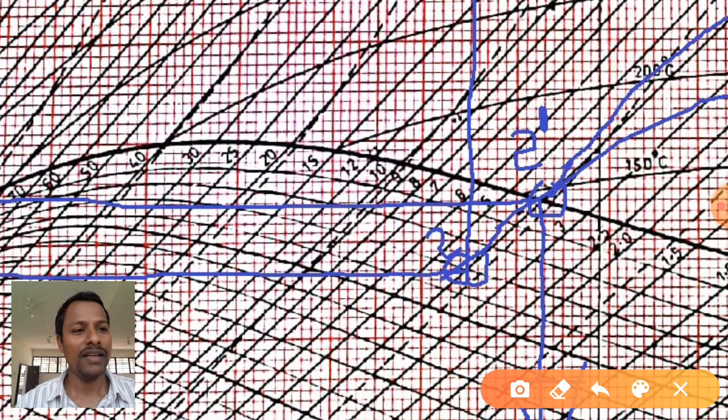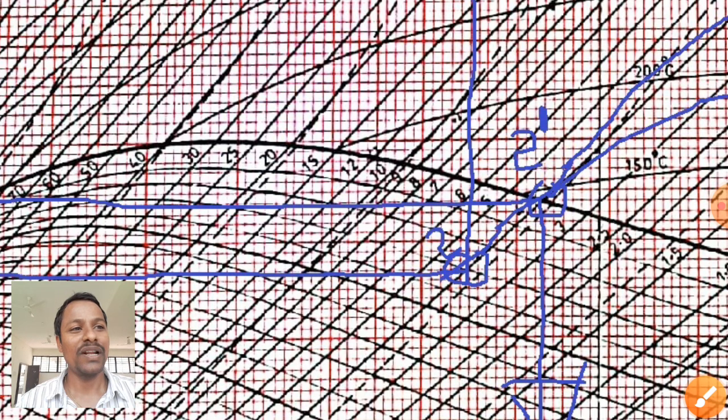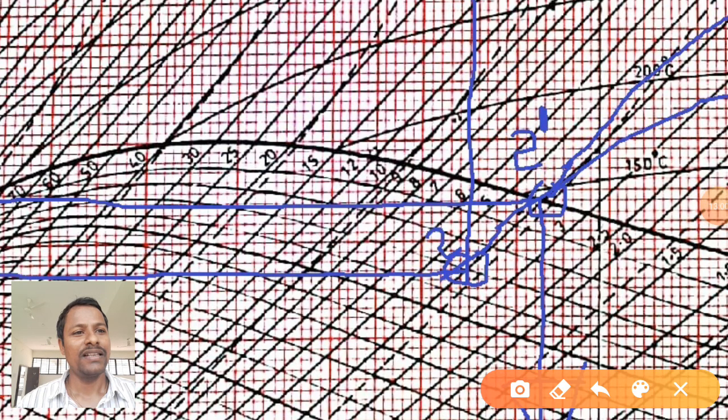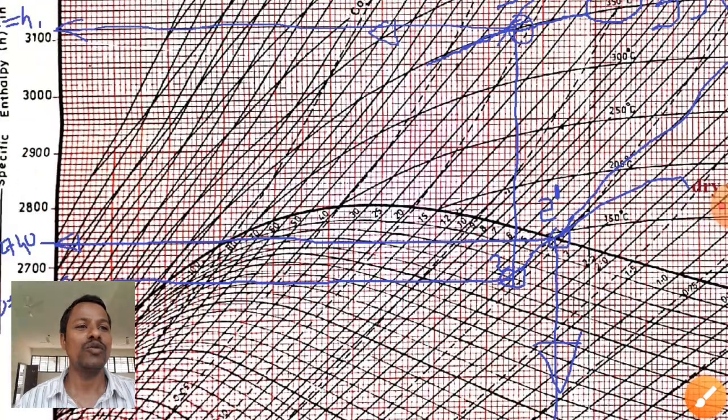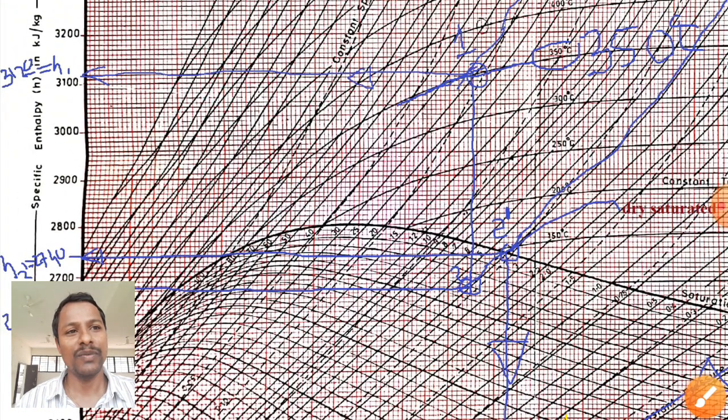Till it cuts the dry saturated vapor line. So now I have to move in the upward direction till it cuts the dry saturated line. Wherever this 4 bar pressure line and the dry saturated vapor line intersect, I will mark it as 2 dash point here. Why am I marking 2 dash on the dry saturated vapor line only? Because the bleed steam comes out as dry saturated steam, as he has mentioned in the problem statement.